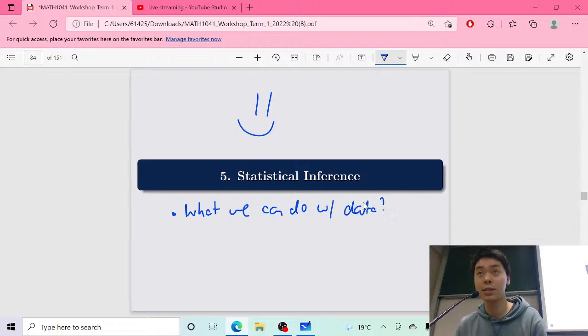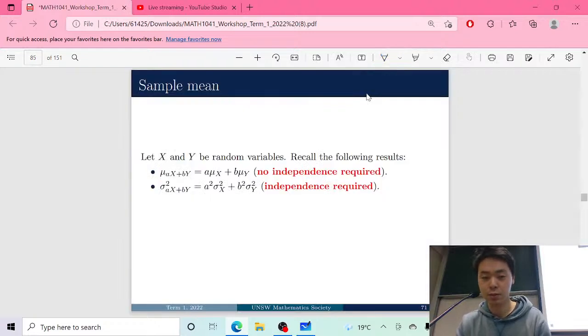And then we can make statistical inferences out of the data that we have. So remember that in the previous part, we basically looked at random variables. And remember that we can look at a new random variable. So if we define aX plus bY to be a whole new random variable, we can also compute the mean and the variance.